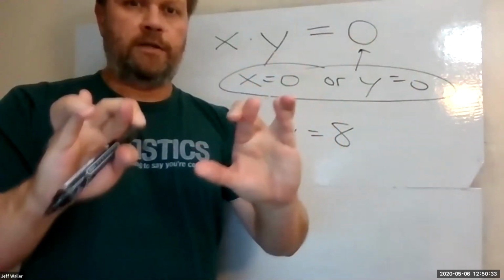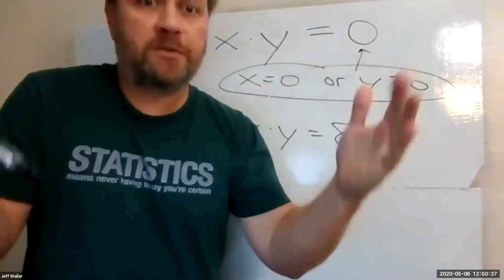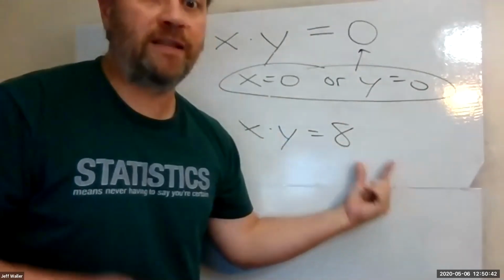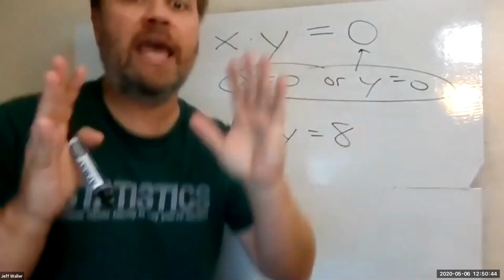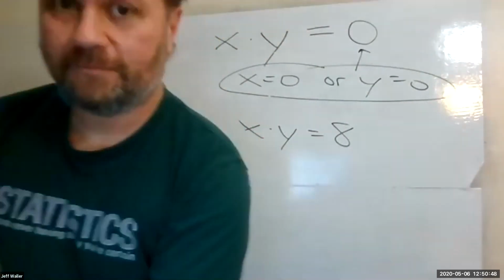All right. Hopefully on one level that's kind of silly. If two numbers multiply to 0, of course one of them has to be 0. But if two numbers multiply to be something that's not 0, they could be anything. They could be anything. Okay.